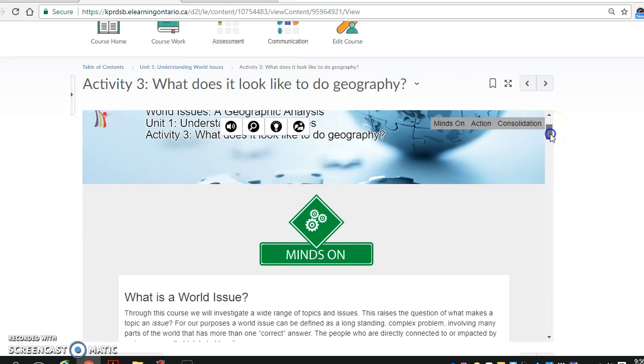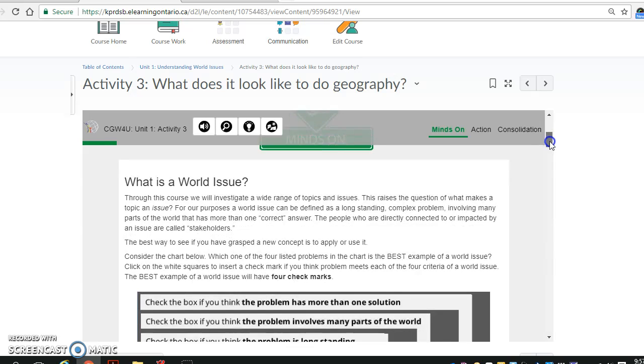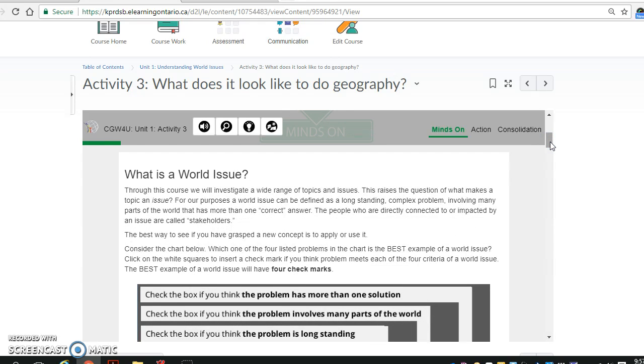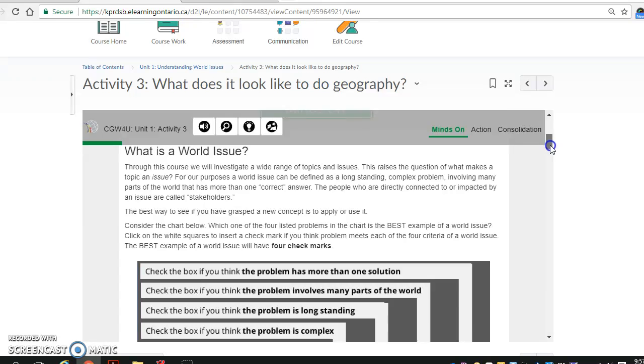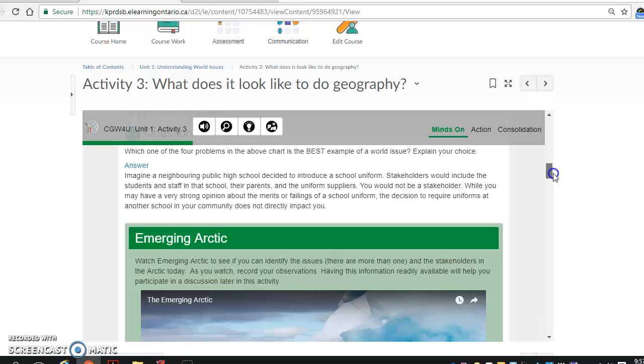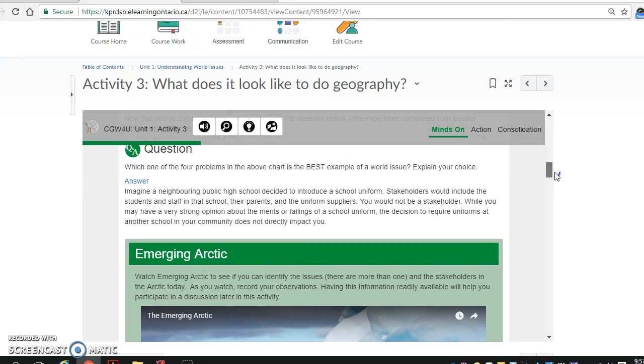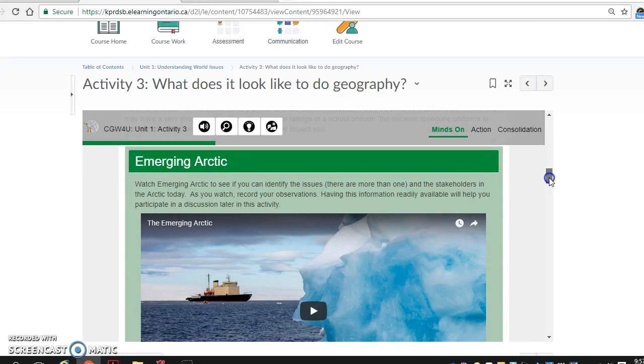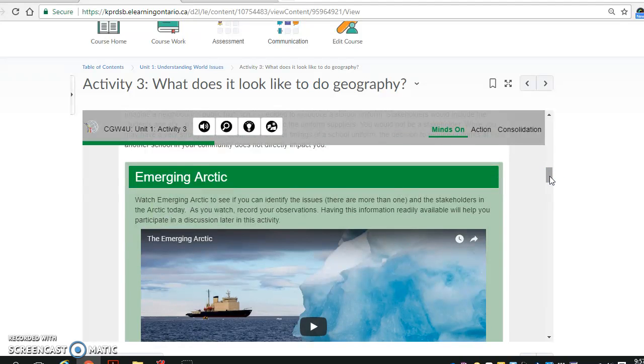So as we work through this activity, the very first activity, the Minds On activity, what is a world issue? The whole purpose of this is to show you the fact that these world issues are complex problems. So work through this chart. And after that, they have you watch this emerging Arctic video. The purpose of this is to identify all the different stakeholders involved in this issue and what are their viewpoints. And you can actually give your opinion of their opinion. How do you feel about their viewpoints? Do you think they're valid or not?